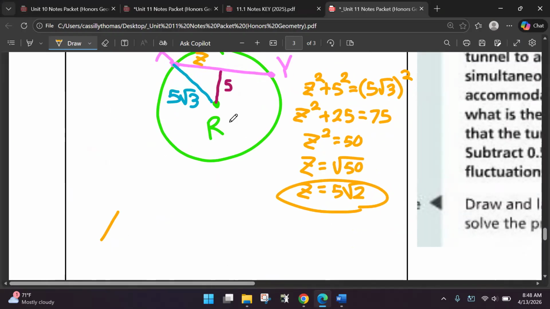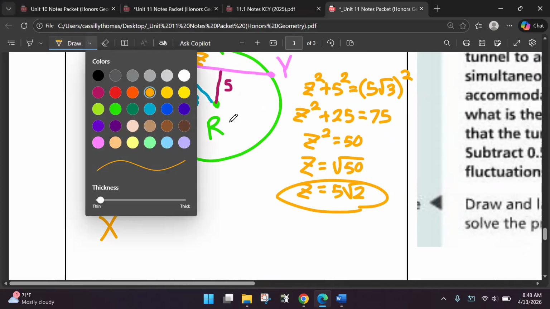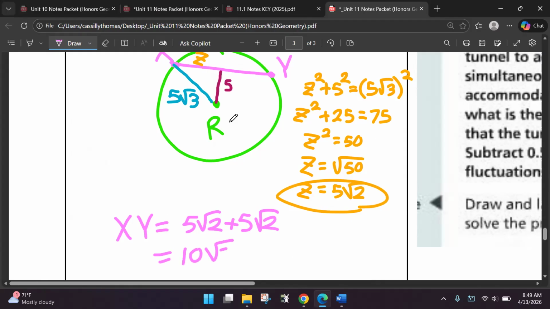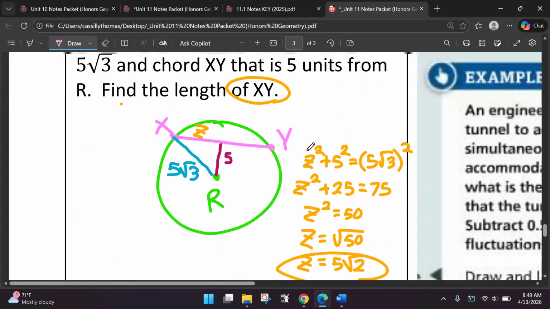So xy, let's use pink, equals 5 square root of 2 plus 5 square root of 2. Just double it. It gives you 10 square root of 2. And yes, you could have just multiplied it by 2. It would have worked as well. All right. So that one's done.